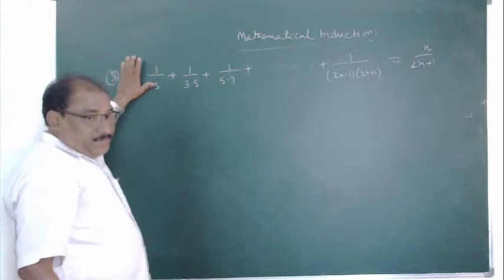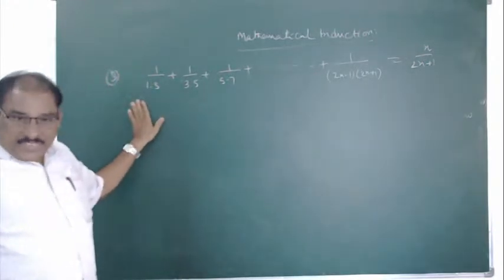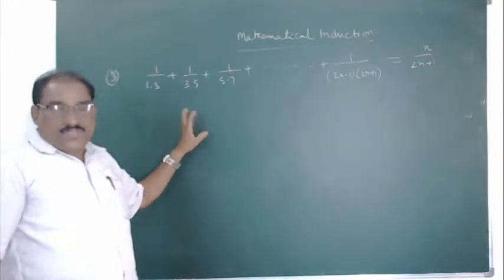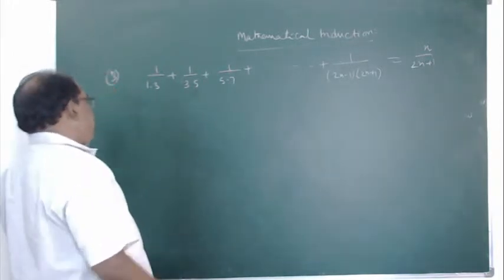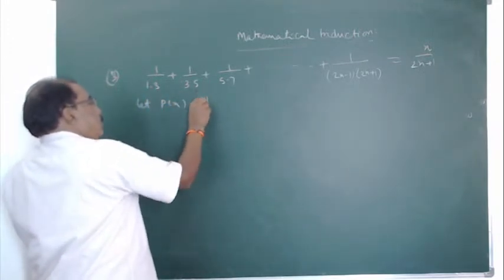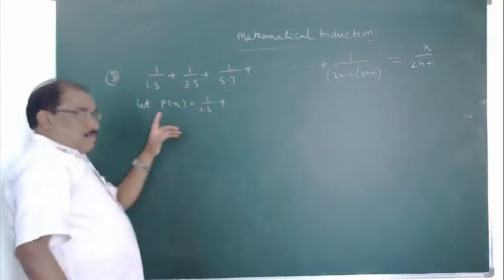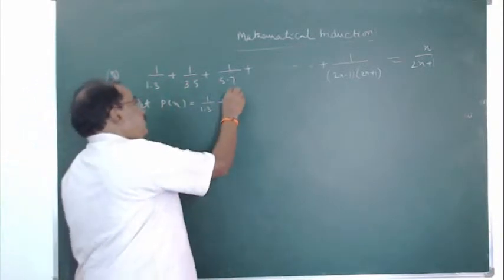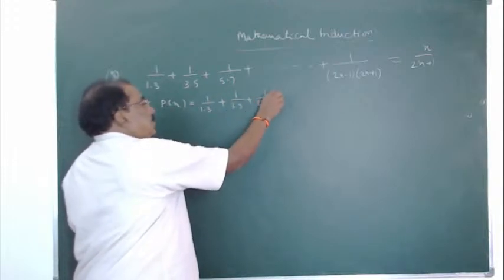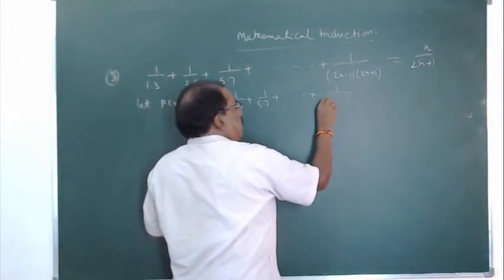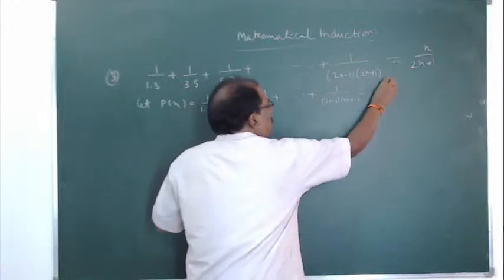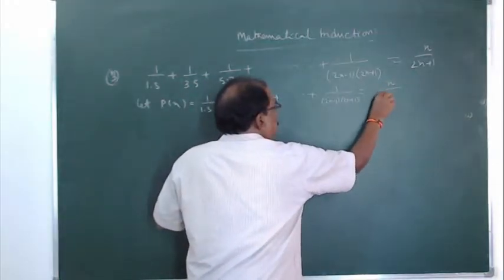Solve this problem by the principle of mathematical induction. First of all, let the given statement be P of n. Let P of n be the given statement: 1 by 1 into 3, plus 1 by 3 into 5, plus 1 by 5 into 7, and so on, plus 1 by 2n minus 1 into 2n plus 1, is equal to, what is the RHS? n by 2n plus 1.